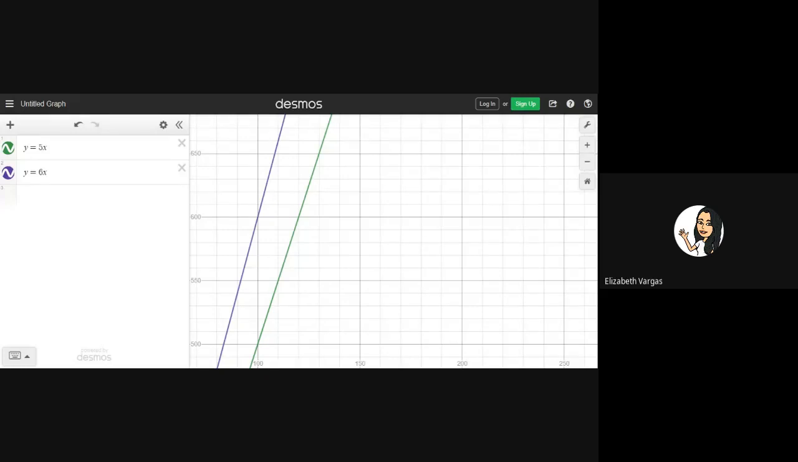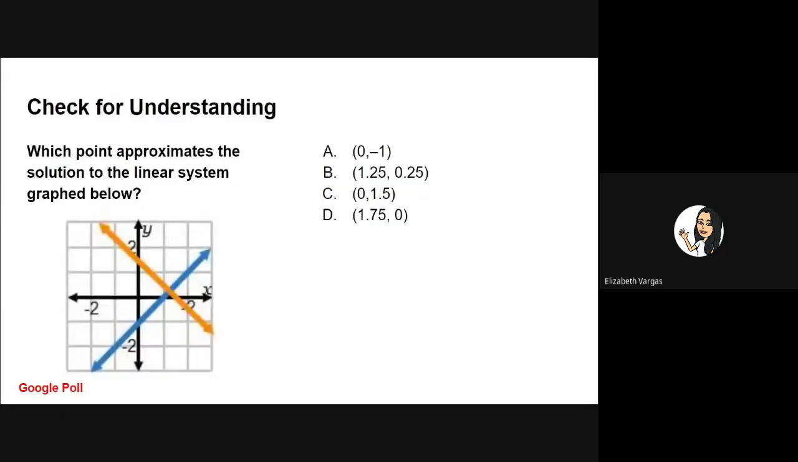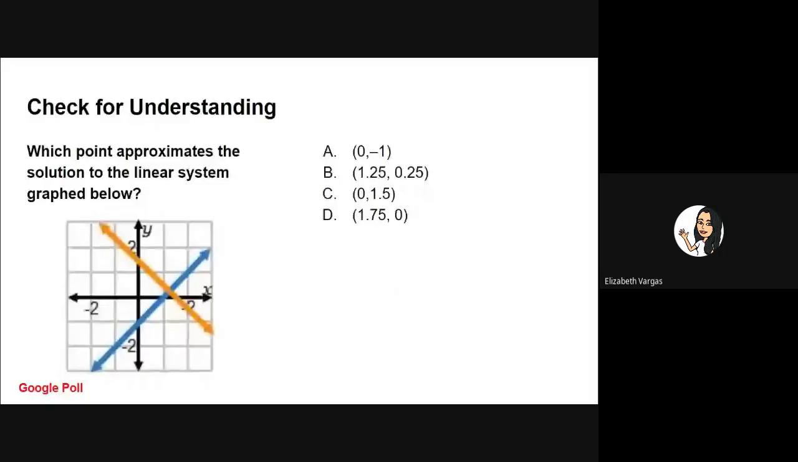Okay, so we're going to do one more check for understanding. Here we do have two lines that have a point of intersection. So tell me, what is my point of intersection? What does this point of intersection mean? Am I sharing it? It's not showing on my end. Let me try to share that again. There we go. So where is my point of intersection?